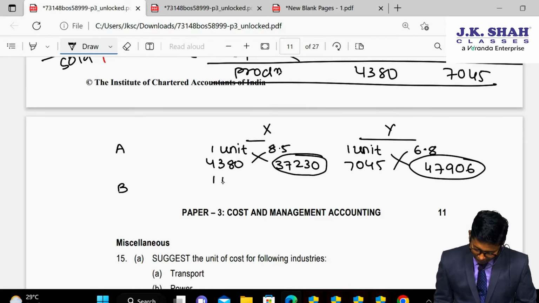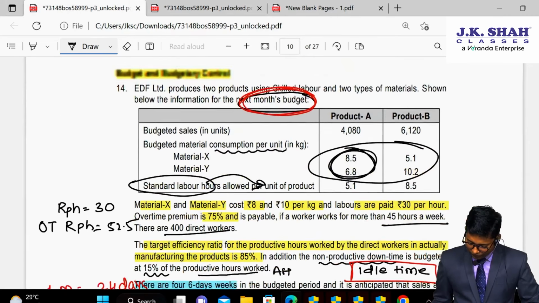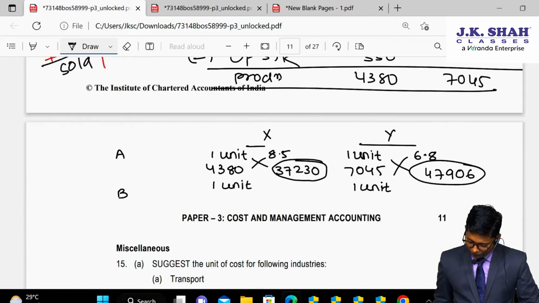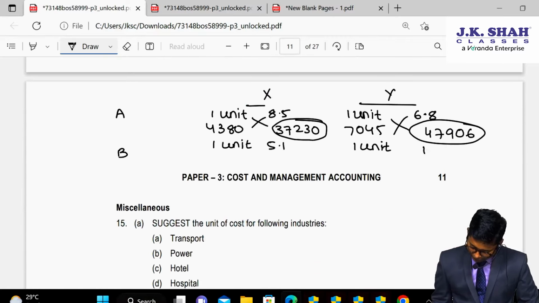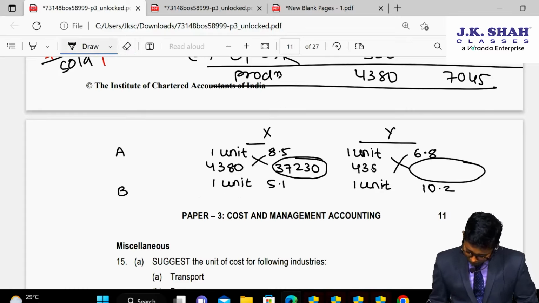Now for producing B, let's check how much material X and how much material Y 1 unit requires. It is also given in the question, 5.1 and 10.2. Then for 4380 units, sorry, here I committed one mistake. I took the wrong quantities here. 4380 is A's quantity and 7045 is B's quantity. So product-wise quantity you must consider.